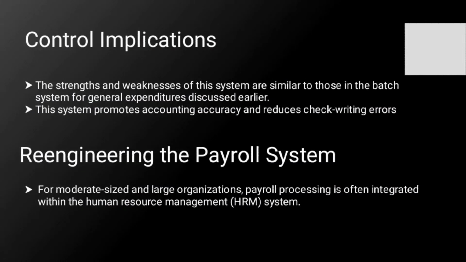Control implications. Same lang yung strengths and weaknesses ng system na to sa batch system for general expenditure na na-discuss kanina. So, yung system na to is nagpo-promote ng accounting accuracy and nagre-reduce ng mga errors sa check writing, pero hindi nito na-enhance yung operational efficiency.